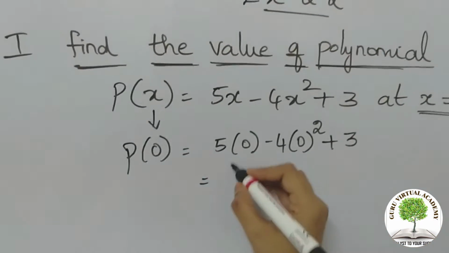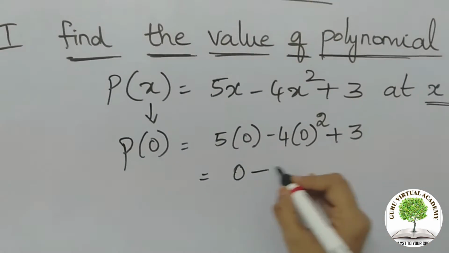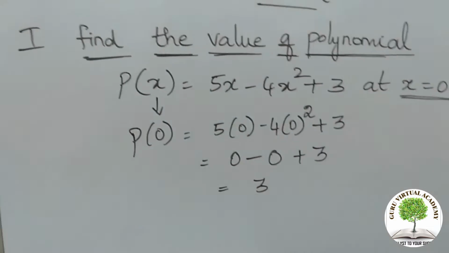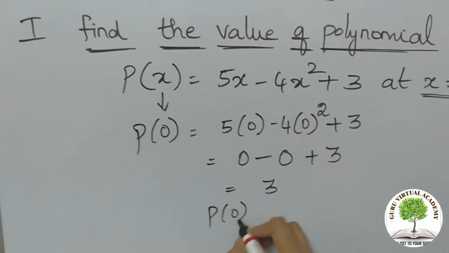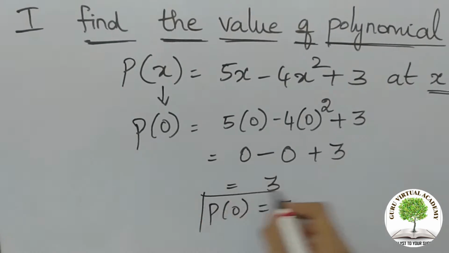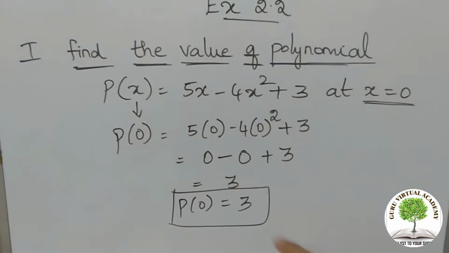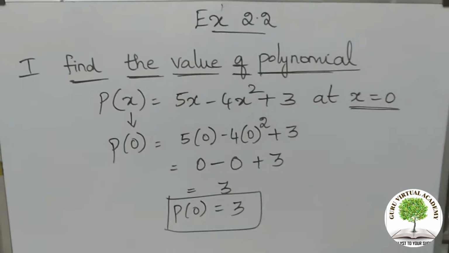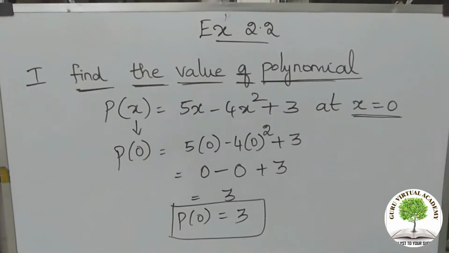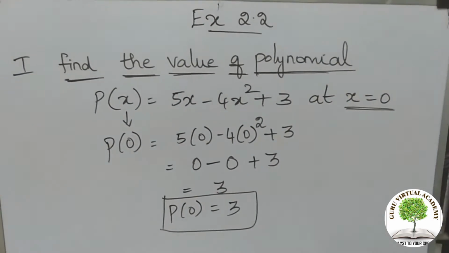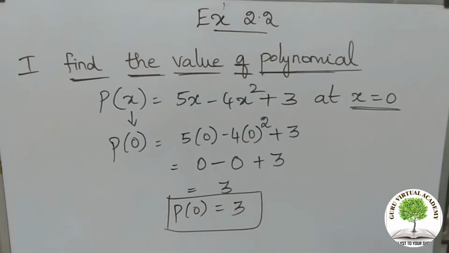Any number into 0 will give you 0. So 0 minus 0 plus 3. So the answer will be 3. So p of 0, the value of the polynomial when the x value is 0, is 3. This is how we find the value of a polynomial. We just substitute the given x value in the polynomial expression and find out the value.